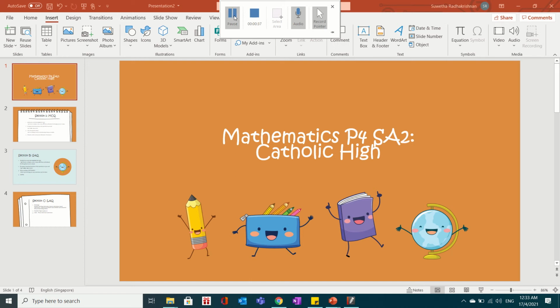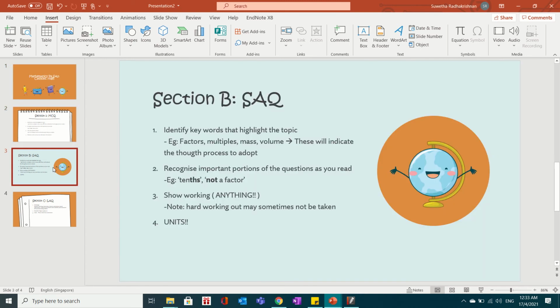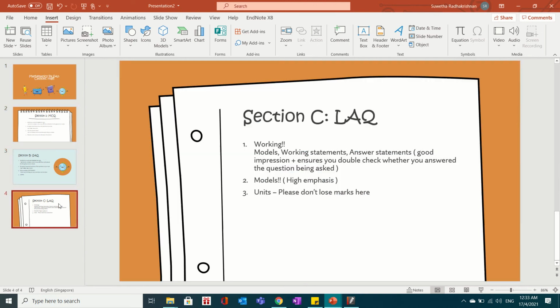So I'm going to give you a lot of advice on each of the different sections, and if you remember correctly, there are three sections that this math paper is split into: the MCQ section, as well as section B, which is the short answer questions, and then section C, which are your long answer questions. Those are generally 4 and 5 mark questions.